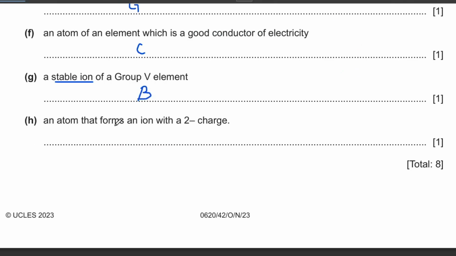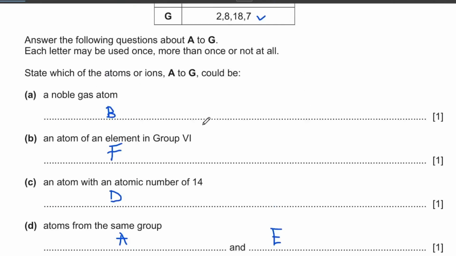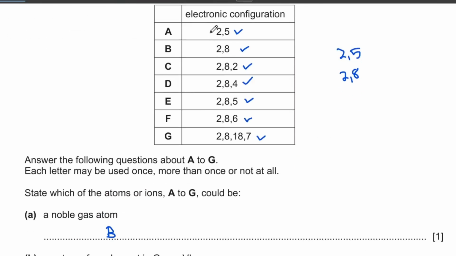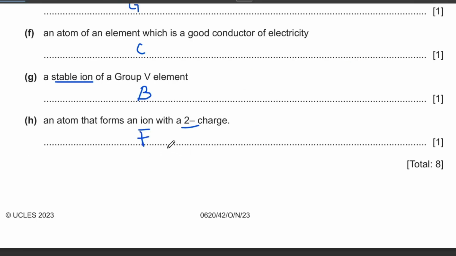Next, an atom that forms an ion with a charge 2 minus. Now, this charge simply means it has gained 2 electrons. So we are looking at an atom that gained 2 electrons. So for an atom that gains 2 electrons, that means it must have 6 electrons in the outer shell in order to gain 2 electrons to be stable. So here we are looking for the element that has 6 electrons in the outer shell. And that answer is F. F has 6 electrons in the outer shell. It gains 2 electrons, becomes 2,8,8, and the charge is going to be 2 minus. So therefore, our answer is F.